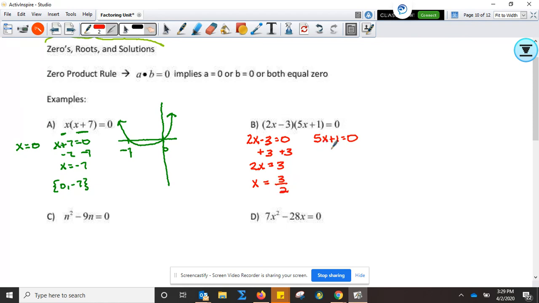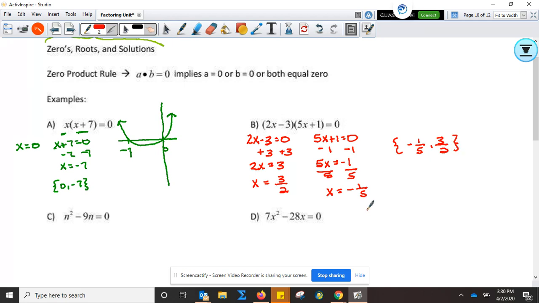Same thing for this side. Subtract 1. 5x equals negative 1. Divide by 5. X equals negative 1/5. So your zeros there would be negative 1/5, comma 3 halves.